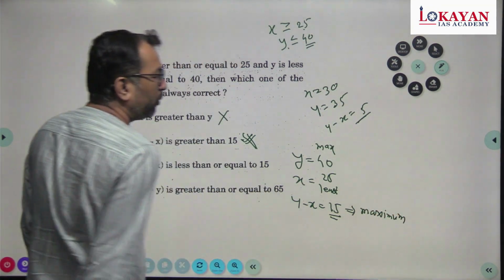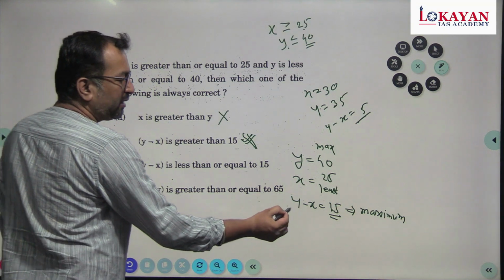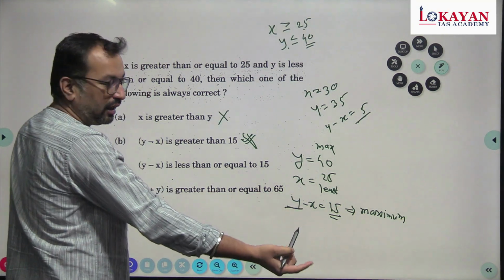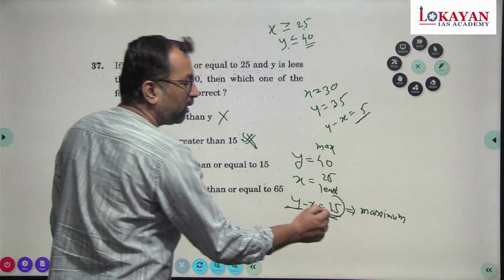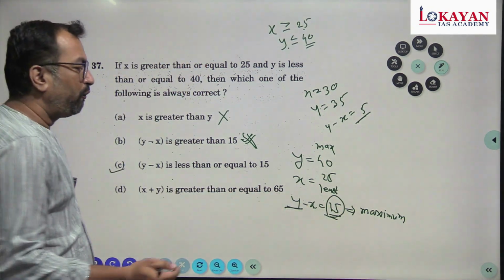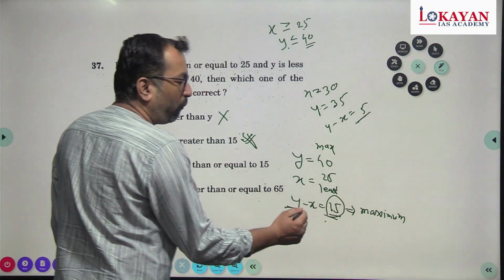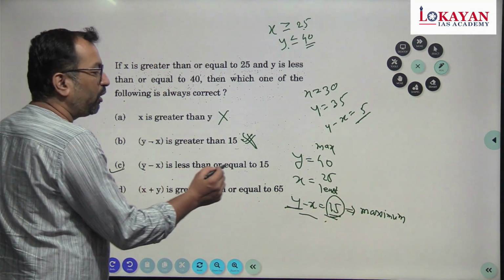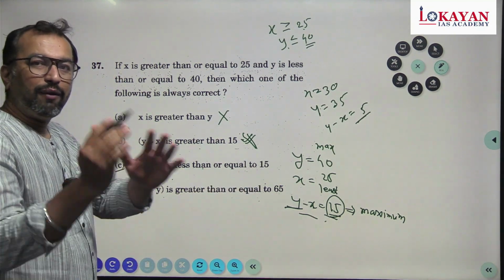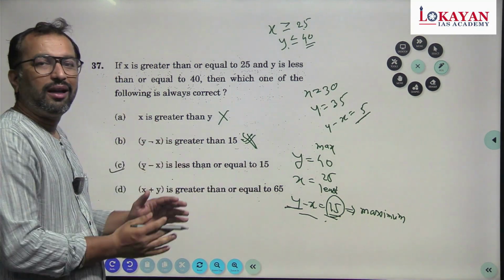Why maximum value? Because y is getting reduced and x is going to be increased, so this value is going to be a smaller value. So 15 is the highest value of y minus x. That is why y minus x is less than or equal to 15. It can be 15, but other values are always going to be less.